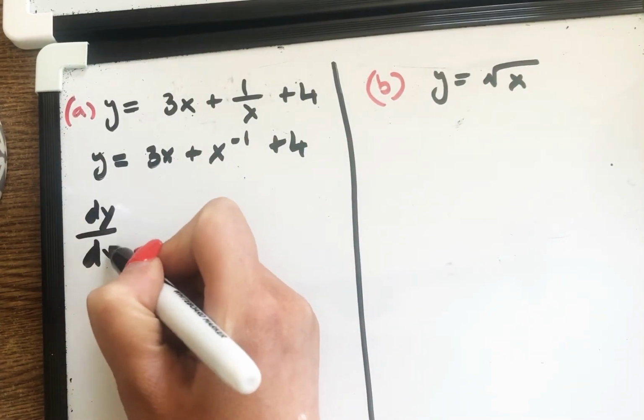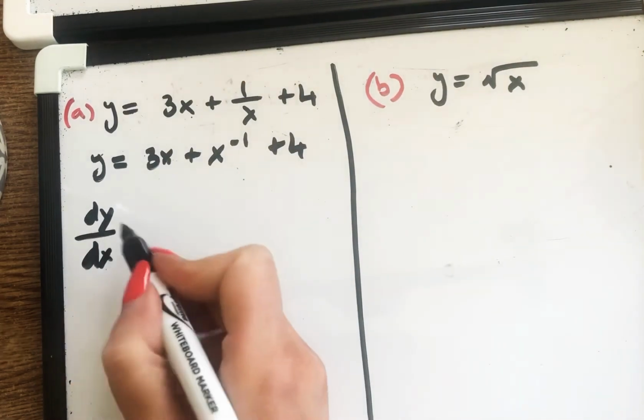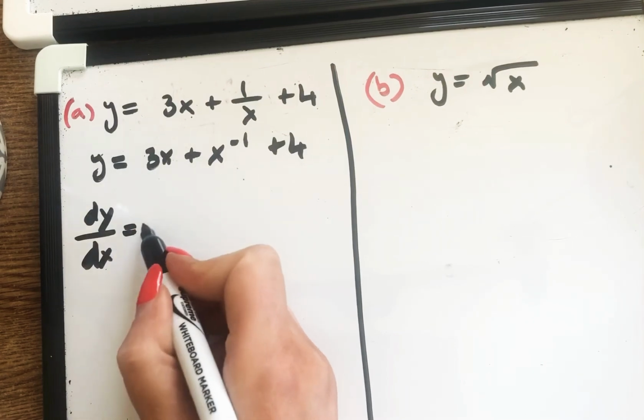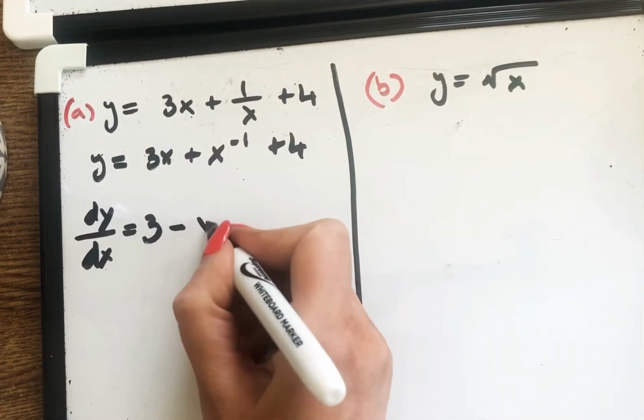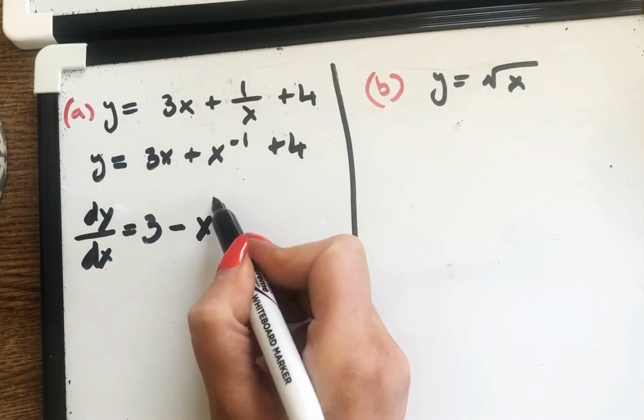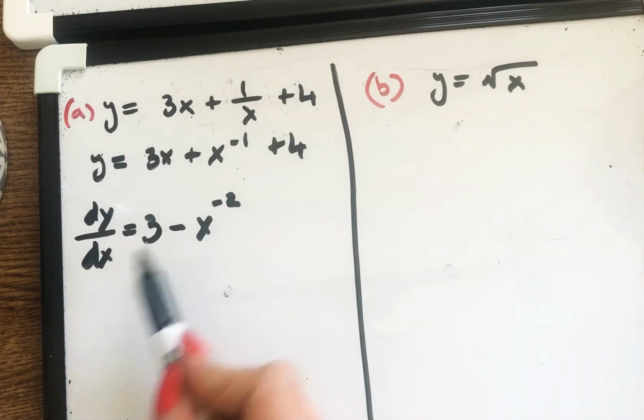It's important to know as well, you cannot find the second derivative unless you have the first derivative first. So let's differentiate 3x, well that gives us 3. We bring our negative 1 down in front, so it's now negative x, and we reduce our power by 1, so negative 2. And of course, constants go to 0. So here is our dy/dx.